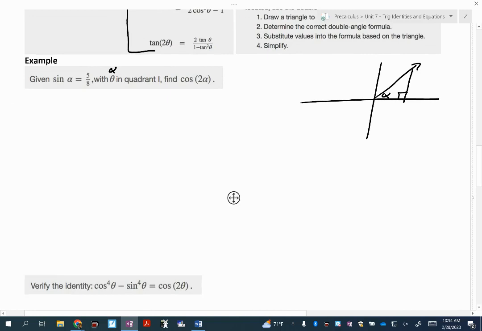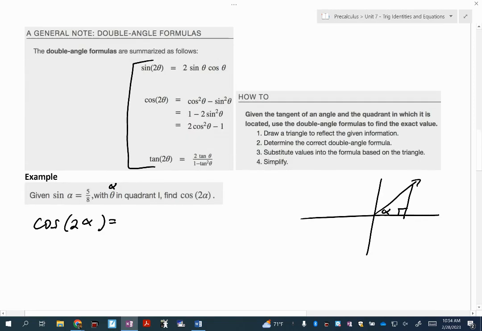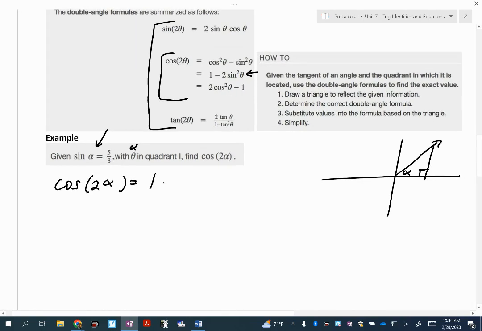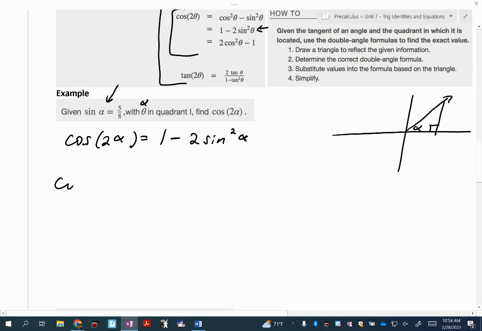So the cosine of 2 alpha is one where you've got 3 different options. Remember, you've got 3 options here. And when I look at what I'm given, the sine of my angle, I only want to choose the option that only has sine, which is the second option here. So that's equal to 1 minus 2 times the sine squared of alpha. All right, so I'm going to plug that in.